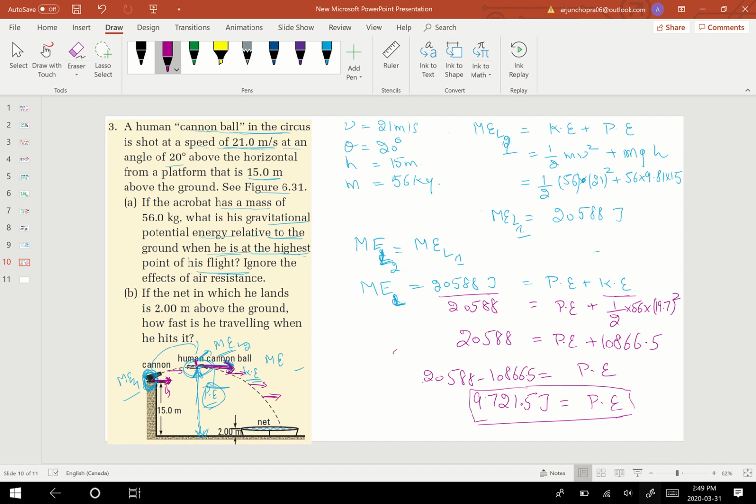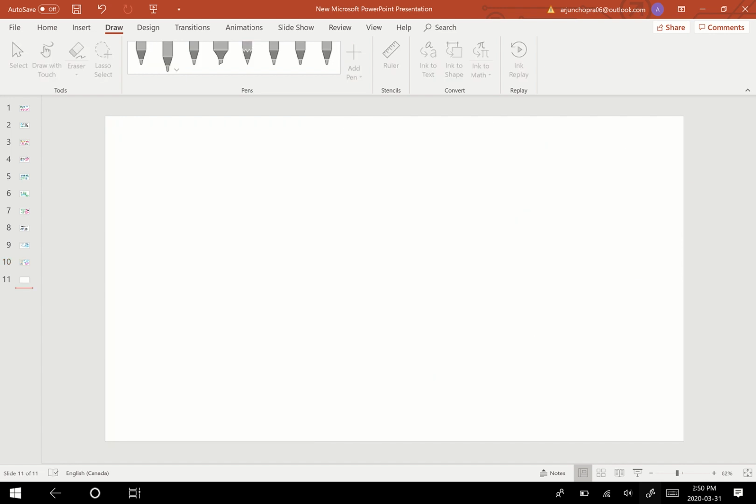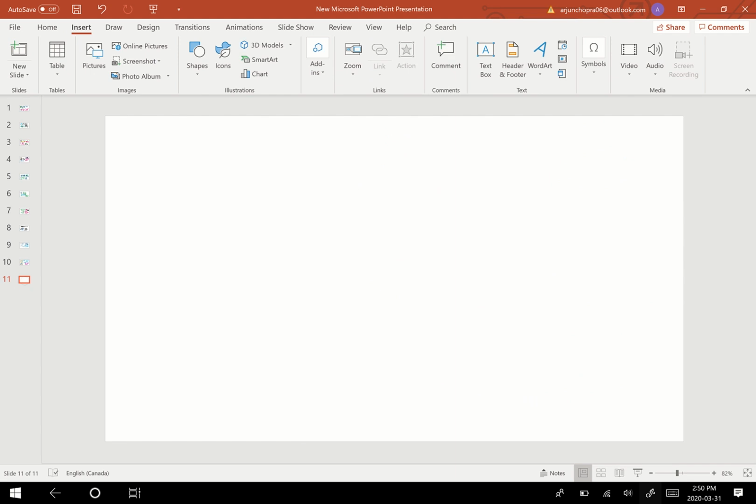So we've solved for the first part. So part A, we've solved it. Now let's look into part B. If the net in which he lands is 2 meters above the ground, how fast is he traveling when he hits the ground? So this is really important. I'm gonna draw it one more time here. So he started here and he lands 2 meters above the ground.